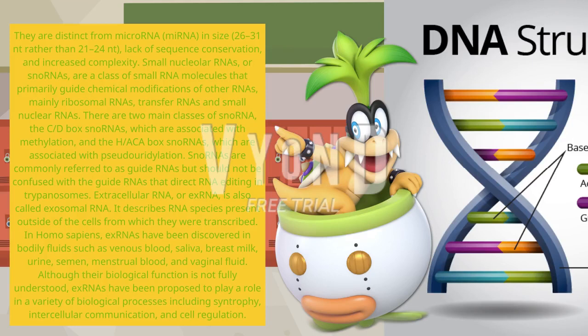Extracellular RNA, or exRNA, is also called exosomal RNA. It describes RNA species present outside of the cells from which they were transcribed. In Homo sapiens, exRNAs have been discovered in bodily fluids such as venous blood, saliva, breast milk, urine, semen, menstrual blood, and vaginal fluid. Although their biological function is not fully understood, exRNAs have been proposed to play a role in a variety of biological processes including syntrophy, intercellular communication, and cell regulation.